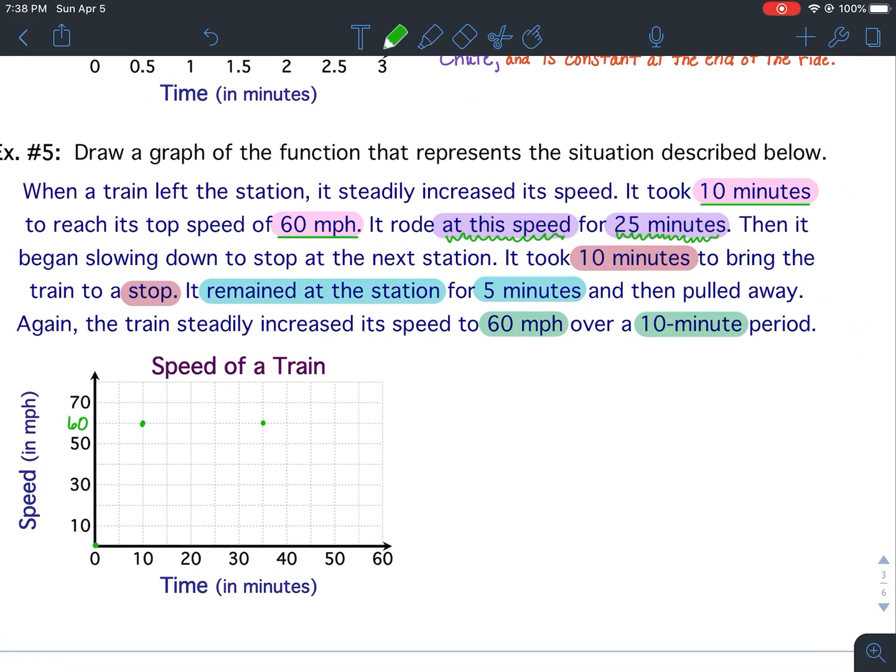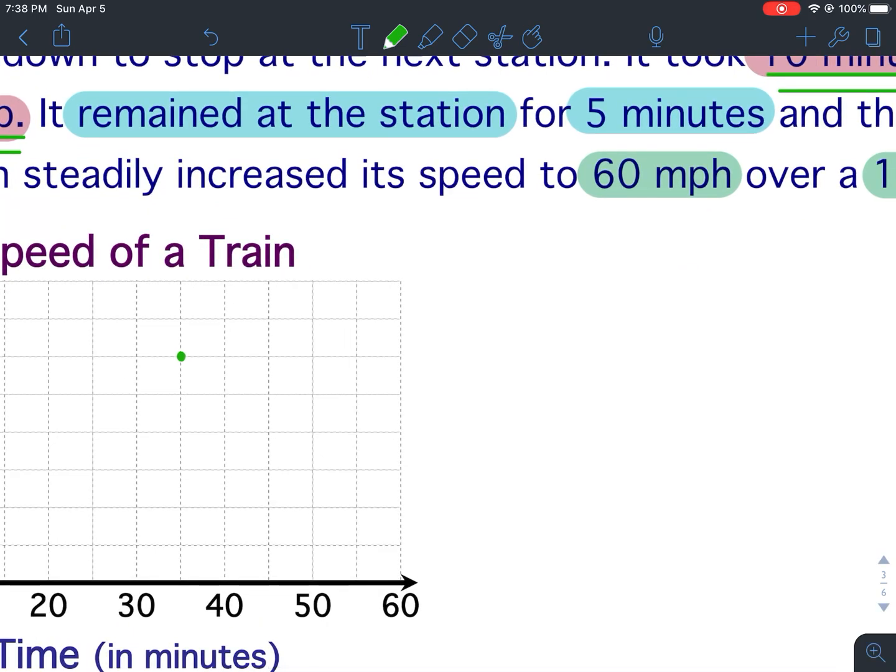Okay. It says, then it began slowing down to stop at the next station. All right, so let's do a double line here. So it took 10 minutes to come to a stop. So let's double underline that. So now from the last point we graphed, we're going to go 10 minutes and come to a stop. Well, if it's at a stop, that means the miles per hour is 0. So we're going to go over 10 minutes and down to 0.